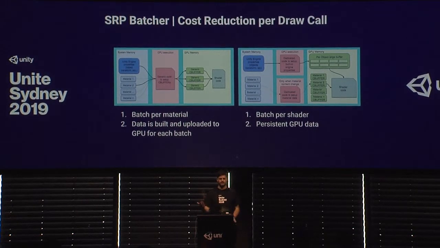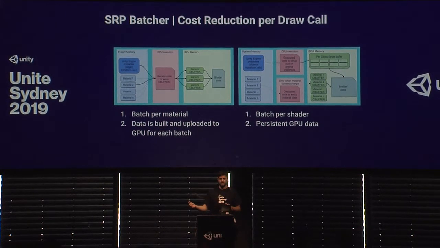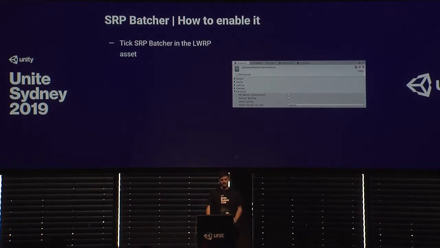You know how before you had to go, oh, if I just change the material, that's going to create a new draw call, so I want to pack some textures together and do some trickery. Now you can worry less about that. To enable the SRP Batcher, you just need to go into the Lightweight Rendering Pipeline asset and tick a checkbox.